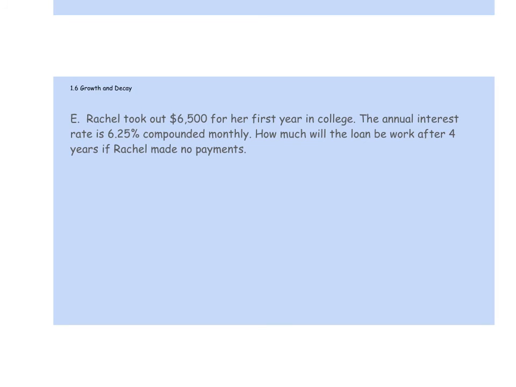So here it says Rachel took out $6,500 for her first year in college. The annual interest rate is 6.25% compounded monthly. That means we have to divide it by 12. How much will the loan be worth after 4 years? So we're starting with the $6,500, 1 plus 0.0625. I divided that by 100 to get that.